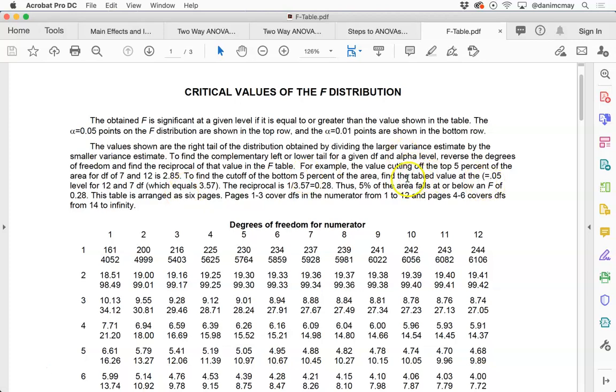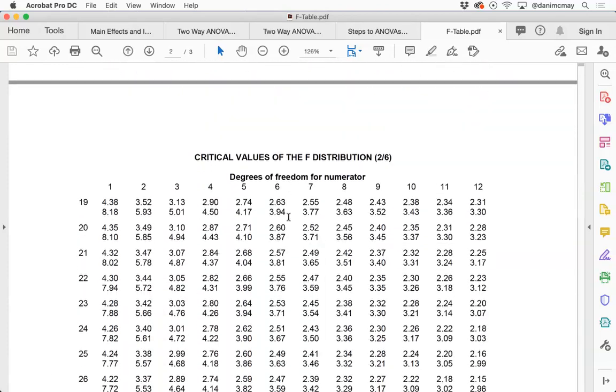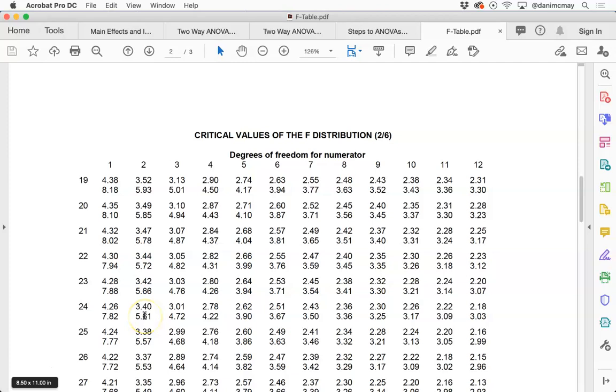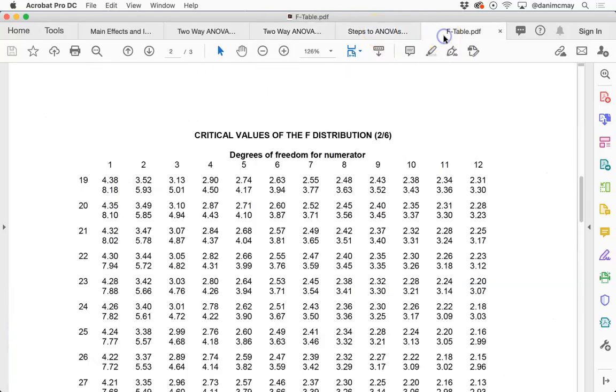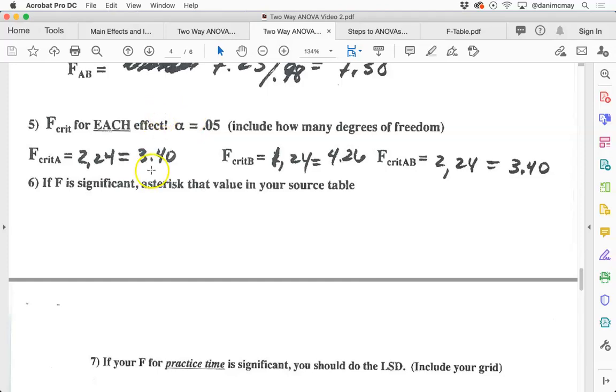find the table, the top value are shown in the top row, right? So 2 and 24, alpha equals 0.05, should be 3.4, and 1 and 24 is 4.26. So when you go back over here, you see I've got, oh, wrong thing, hold on, 2 for 24. 2 and 24 is 3.40 and 4.26. 3.40 and 4.26, and then 3.40 again.